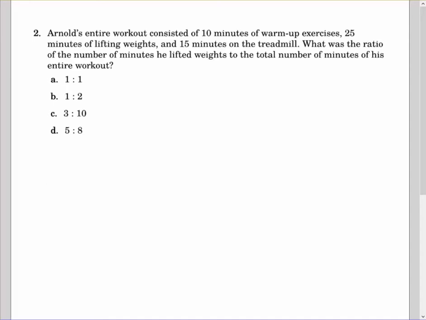So we know part of his workout was 10 minutes of warming up, stretch those muscles, 25 minutes of lifting weights, and 15 minutes on the treadmill. So he's got a lot of activities he's doing here. And it says, what was the ratio of the number of minutes he lifted weights to the total? So again, this is a part to whole. He did not spend his entire time lifting weights. That was only part of his routine out of a bunch of things he did.